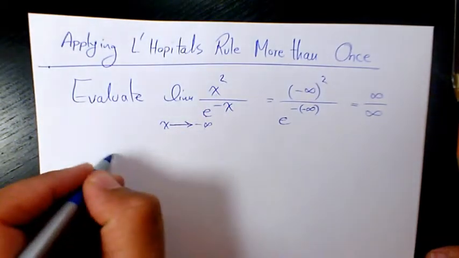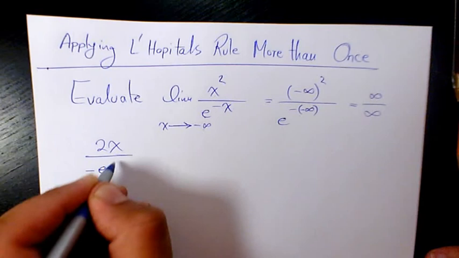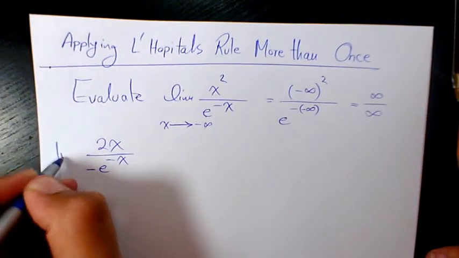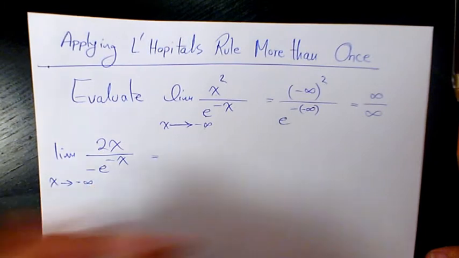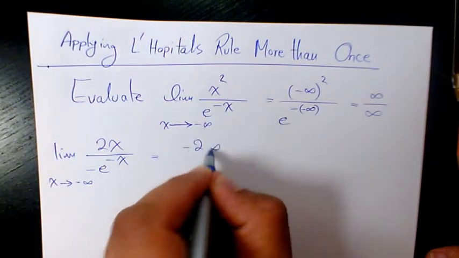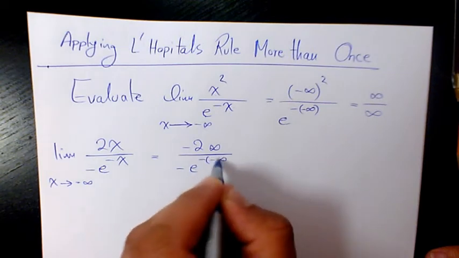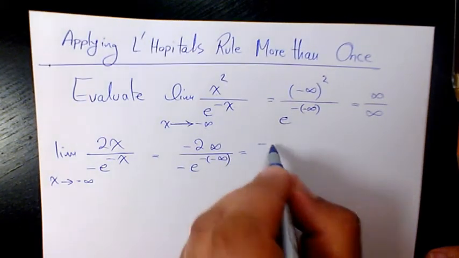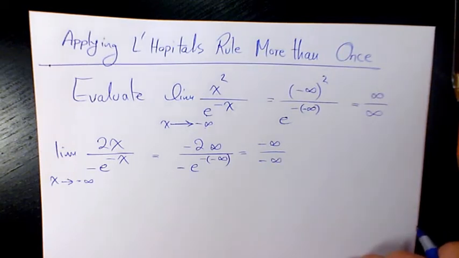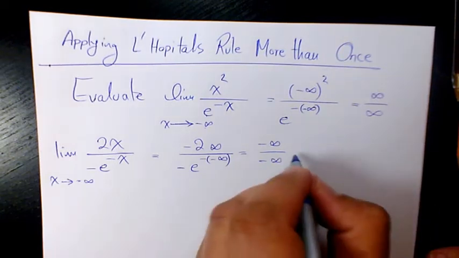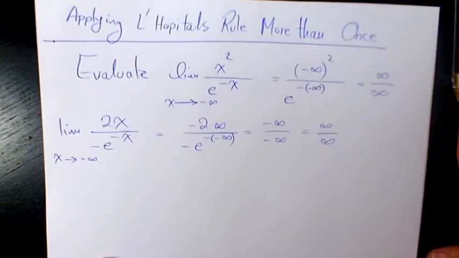The derivative of the numerator is 2x. The derivative of the denominator is negative e to the power of negative x. Limit when x is approaching negative infinity. That's going to be negative 2 infinity over negative e to the power of negative infinity, which is going to be negative infinity over negative infinity, which is going to be infinity over infinity. So we do it one more time.